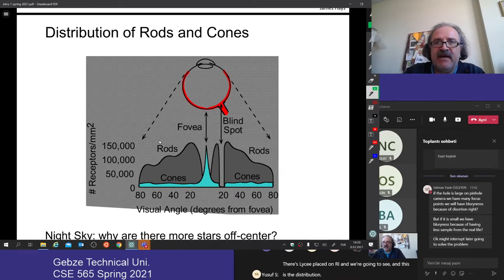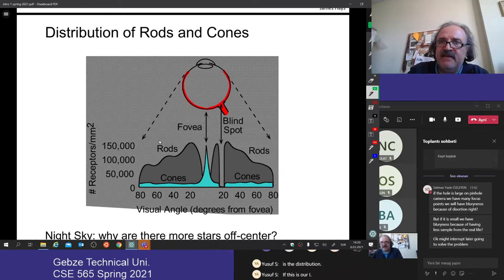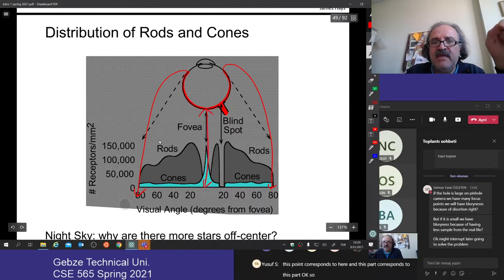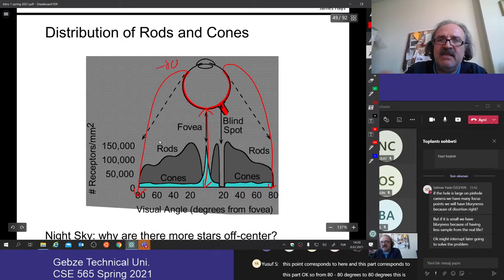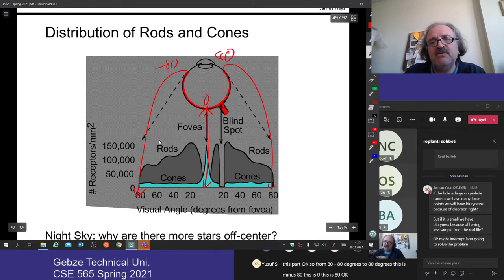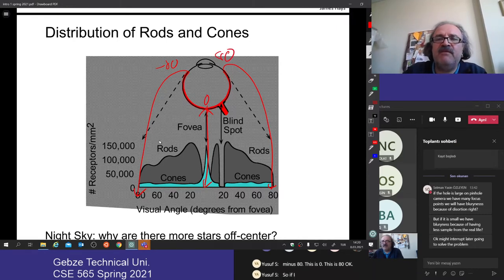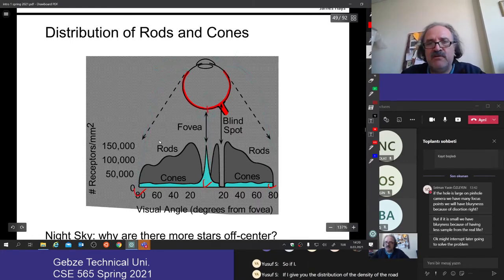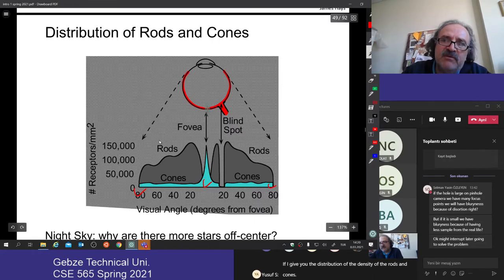If this is our eye, and this part, let me show, okay, this part corresponds to there, this part corresponds to here, and this part corresponds to this part. So from minus 80 degrees to 80 degrees, this is minus 80, this is 0, this is 80. So if I give you the distribution of the density of the rods and cones, rods and cones.